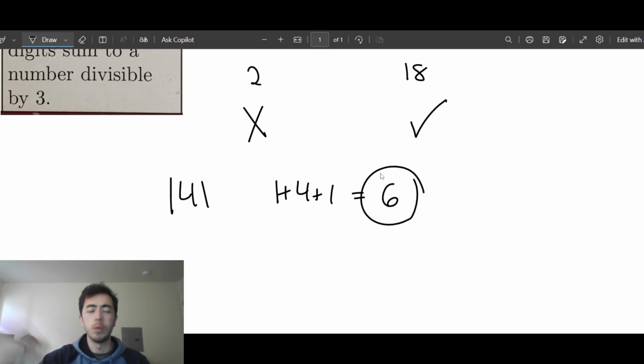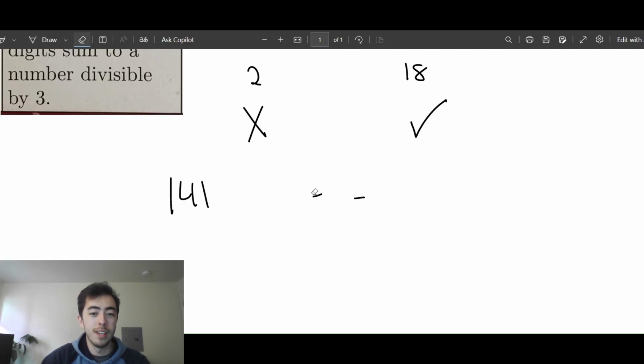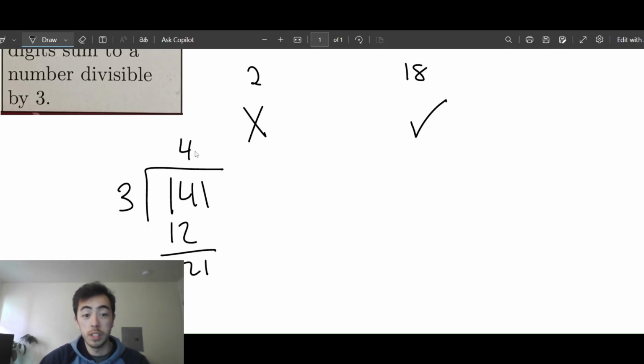I know that 2 times 3 is 6. 6 divided by 3 is 2, right? 6 is definitely divisible by 3. I actually don't know off the top of my head what my quotient would be if I do 141 divided by 3. I could figure it out pretty quickly right here. It looks like it's 47.